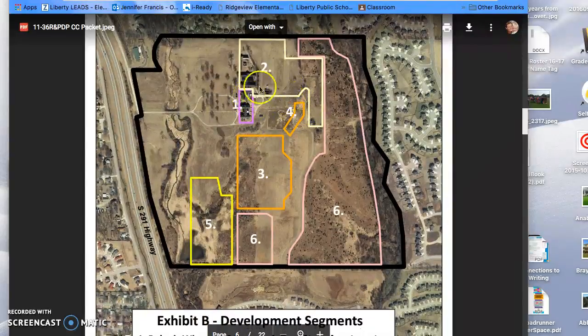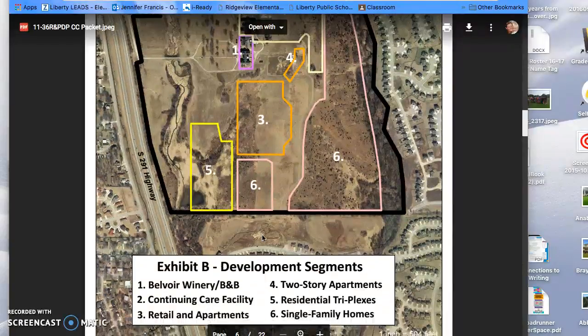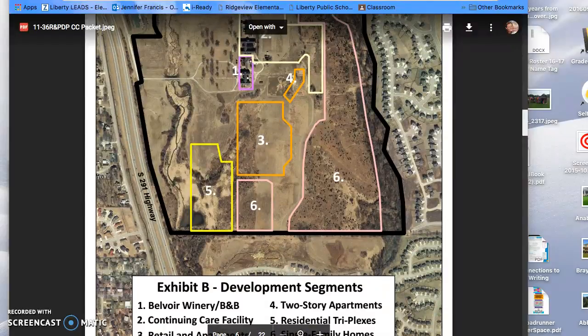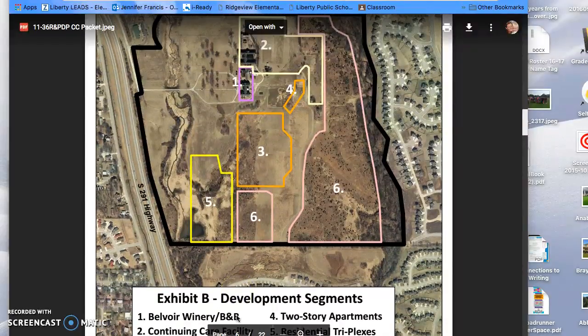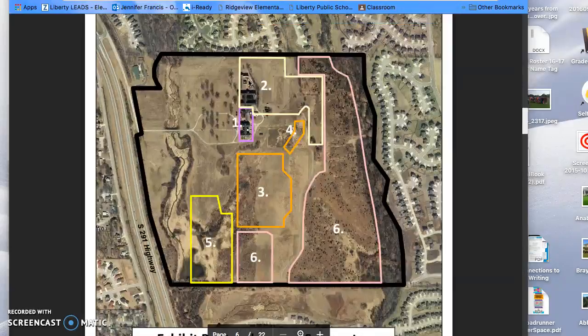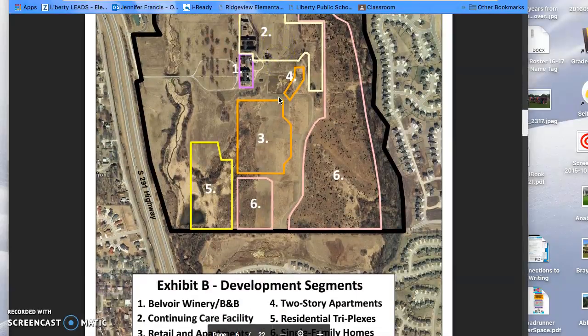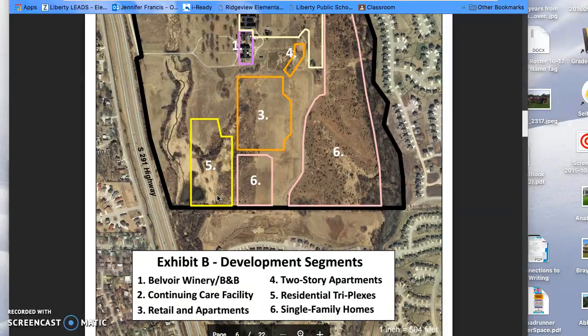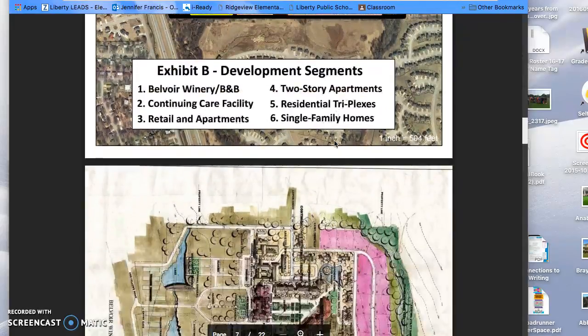Okay, here is a more finite approach. So like I said, they have different subsets of their plan. So section 6 was the individual housing, more housing here. Then they had apartments in one area, they had triplexes in an area, and then a continuing care facility. And down here they have that outline. So number 1 is where the building that houses the business already is. Section 2 is the continuing care facility or what they're proposing. And then section 3 is any retail. Section 4, 2-story apartments. Section 5, residential triplexes, and then section 6, which looks to be our biggest part, they would recommend single family homes.